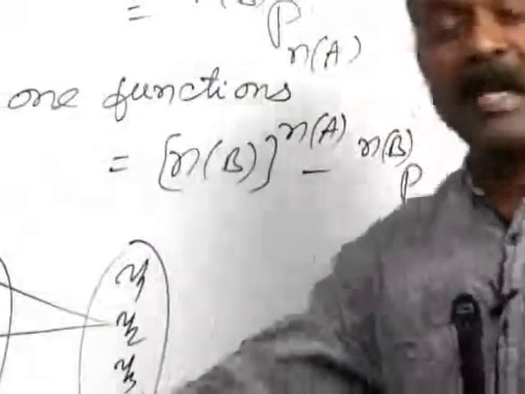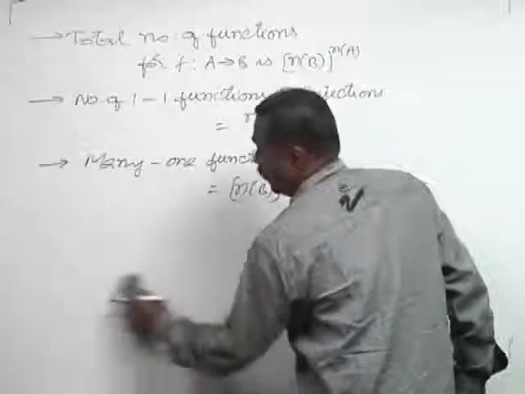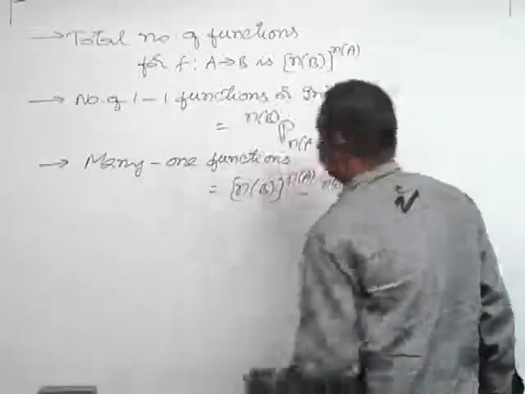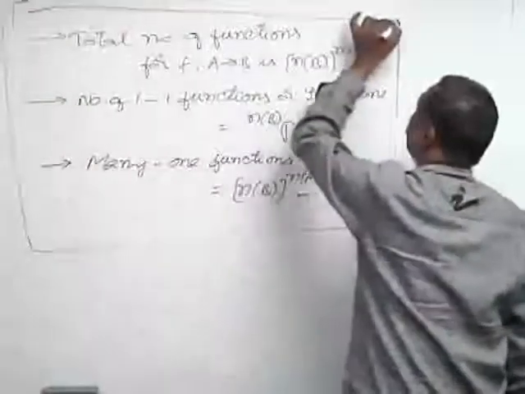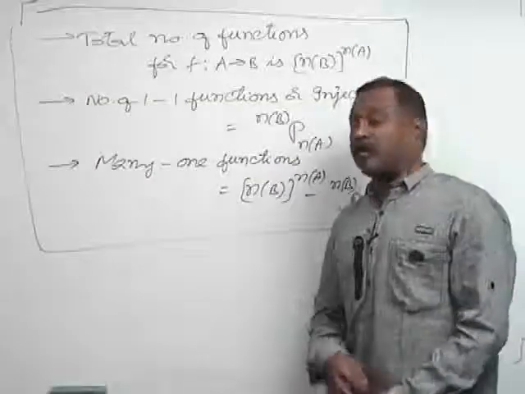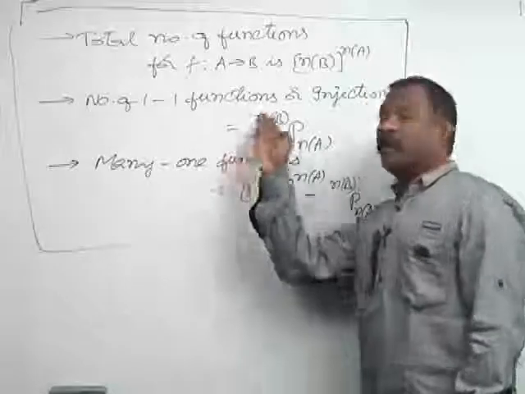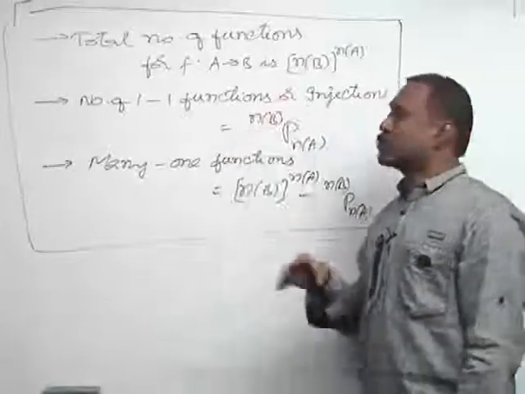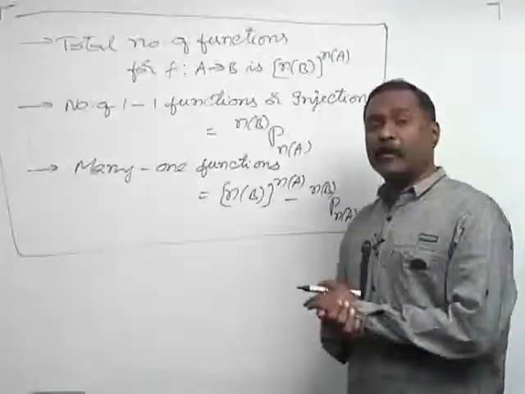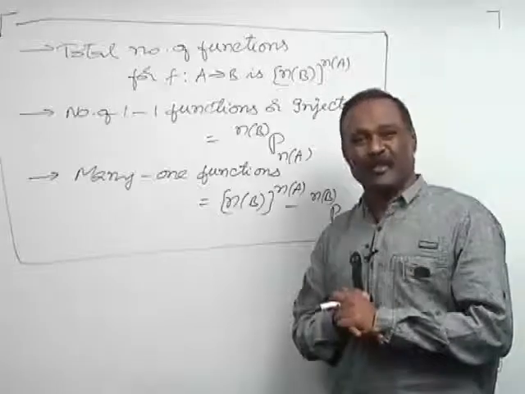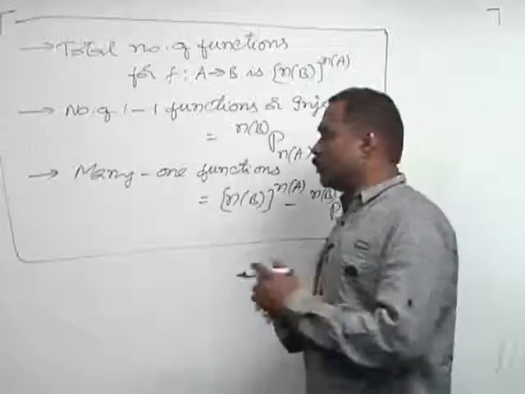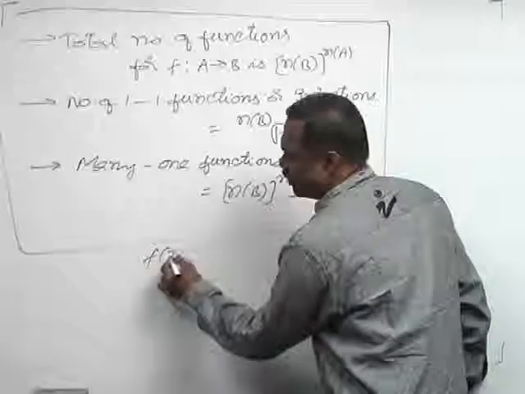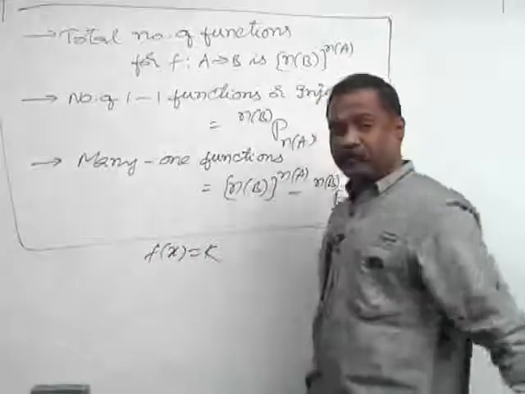So understand how this can be applied to the concept of functions. You might have understood the application of permutations in functions. Not only this, you can derive the constant functions also. How many constant functions will there be? What is a constant function? A constant function is of the form f(x) equals k.